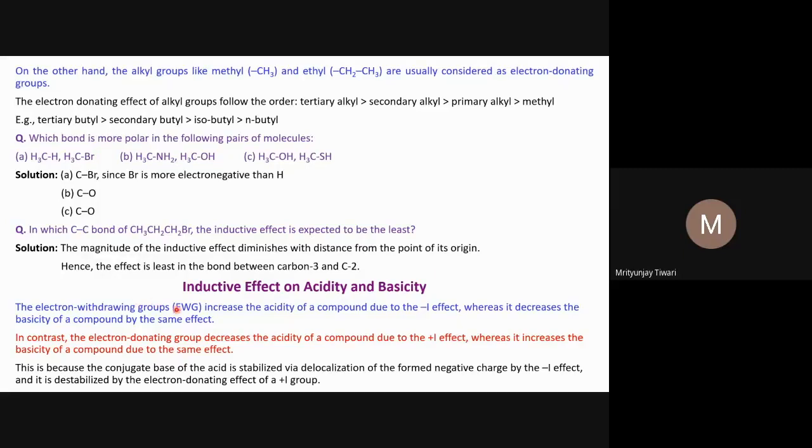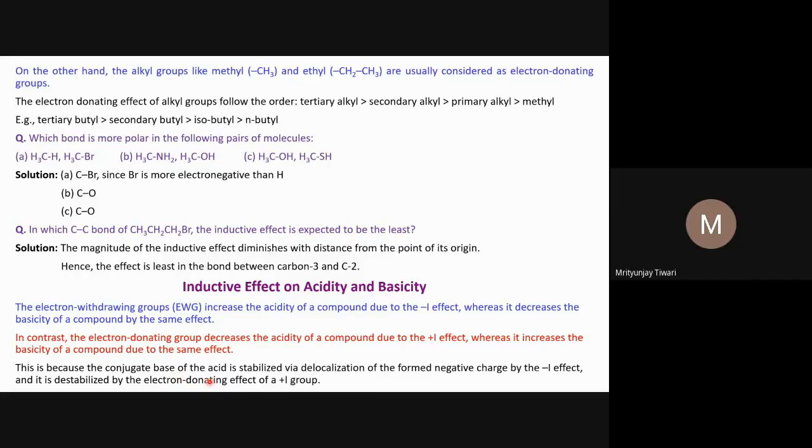So an electron withdrawing substituent attached to an acid decreases the acidity, sorry, increases the acidity. I'm making a mistake. So electron withdrawing substituents attached to an acid increase the acidity of that acid. And if the electron withdrawing substituent is attached to a base, it will decrease the basicity of that base. Now, if an electron donating substituent is attached to an acid, it decreases the acidity of that acid. And if the electron donating substituent is attached to a base, it will increase the electron density and thus the basicity of that base.